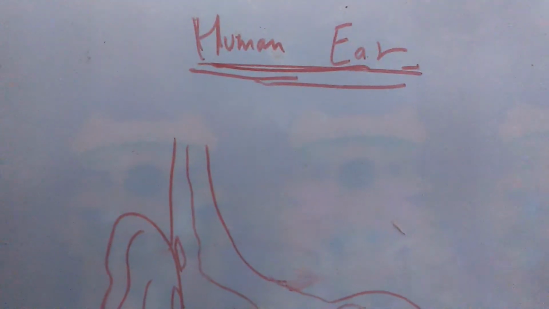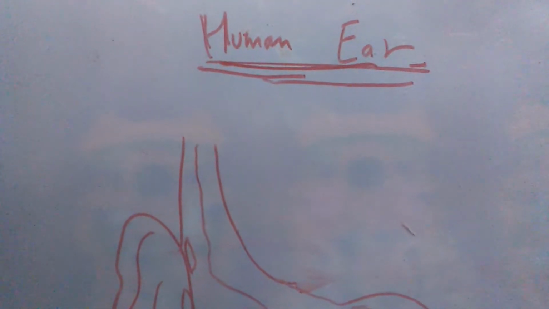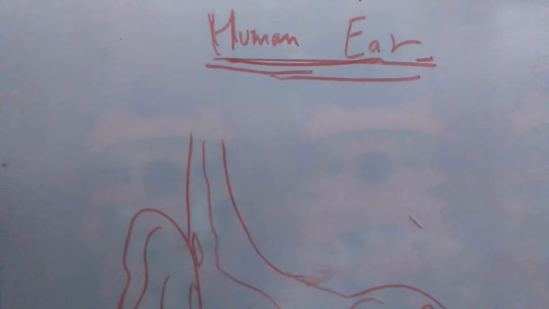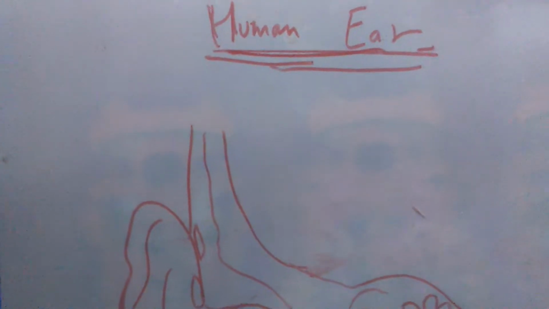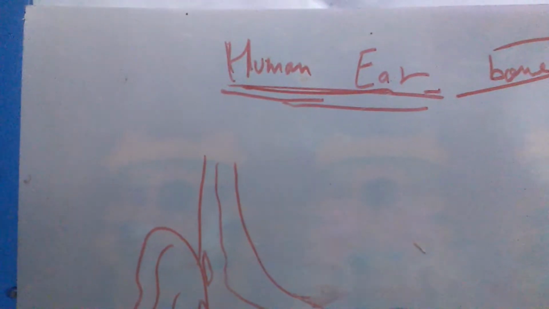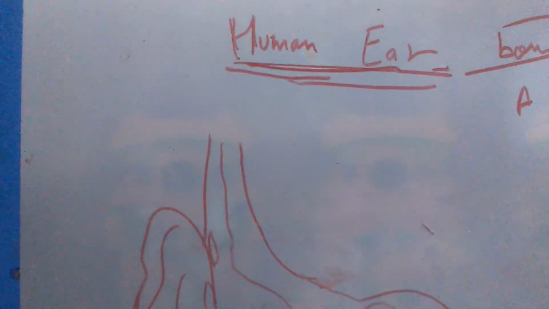Friend, as you see, the topic is the human ear, but this is not my real topic. My topic starts with a question: what is the smallest bone found in our body? Can you name the smallest bone found in our body? Your answer is what? Stapes, which is found in the ear.